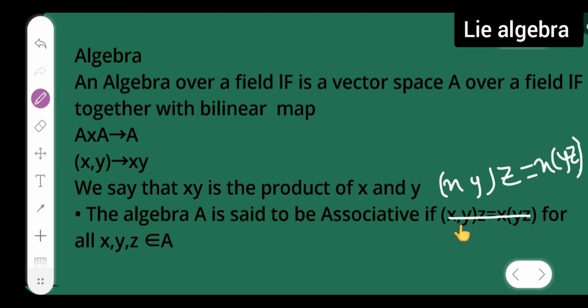Put the bracket for all x, y, z belonging to A. That comma is not there, okay? That comma is not there. This comma is not there. Just (x into y) of z is equal to x of (y of z), okay? It is like this. So just do the correction over here.